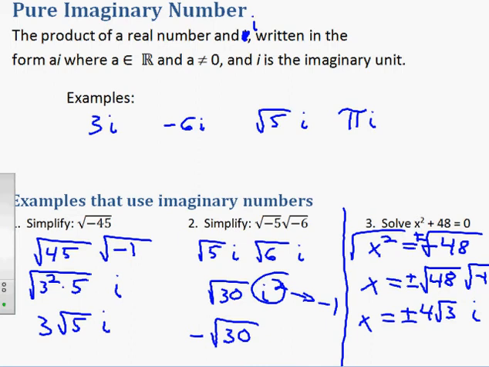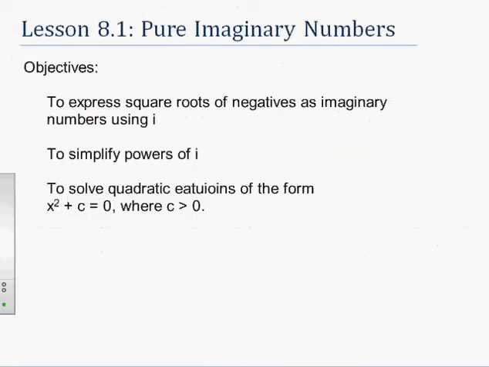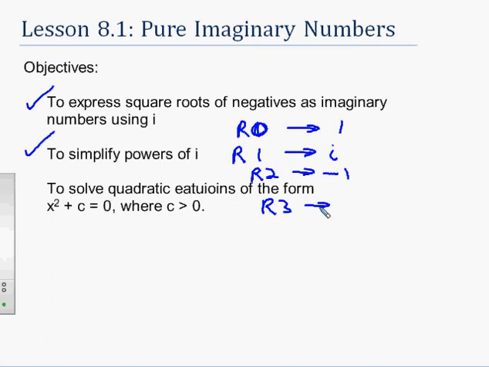And so if we go back to our objectives, we learned what square roots of negatives are. We have the imaginary unit i. We simplified powers of i. That's when we want to look at the remainder when we divide the exponent by 4. And we need to know those. If the remainder is 0, that thing will just be equal to 1. If the remainder is 1, it's equal to i. If the remainder is 2, it's equal to negative 1. And if the remainder is 3, it's equal to negative i. Those are things you should know. You need to know that stuff.